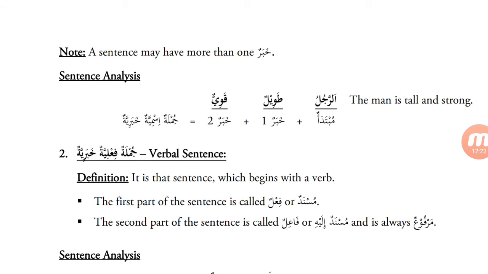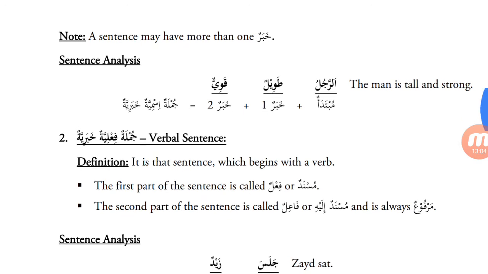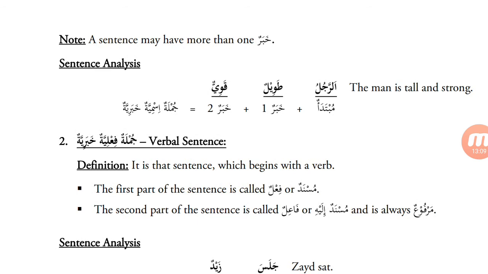A sentence may have more than one khabar. For example, ar-rajulu tawilun qawiyun. The man is tall and strong. Ar-rajulu is the mubtada, subject, and tawilun is the first khabar, khabarul awwal, and the second khabar, khabarul thani, is qawiyun. Ar-rajulu is ma'rifah; it's beginning with an alif lam. Tawilun is the khabar. Khabar we mentioned is generally nakira. So the khabar here is nakira. What's the sign? It's ending with a tanween. Qawiyun. And the khabar is marfu'.